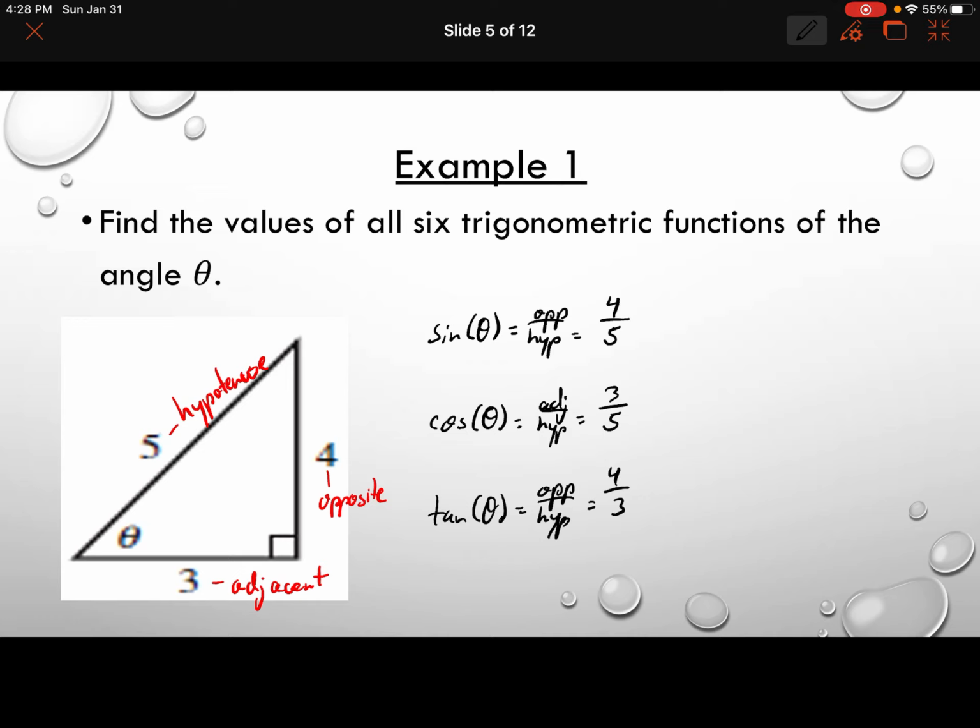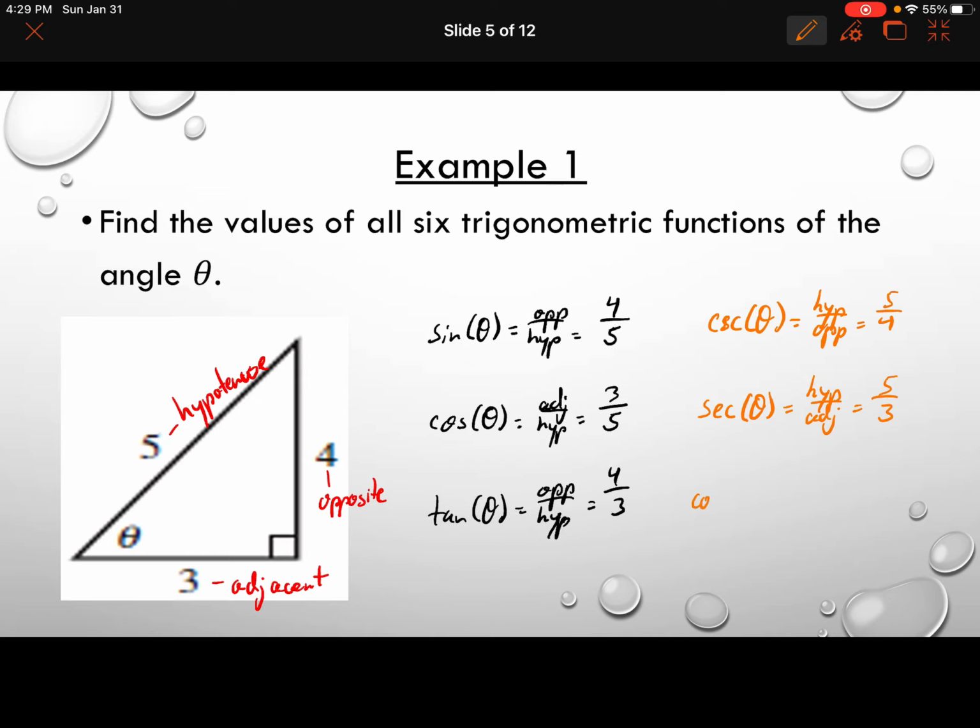So now let's do the reciprocal ones. The reciprocal ones, we had cosecant. That is the reciprocal of sine, so it would be hypotenuse over opposite. So that would be equal to 5 over 4, or 5/4, because it would just be 4/5 upside down. Next one, we had secant of theta, which is the reciprocal of cosine. So hypotenuse over adjacent. So 5 over 3 instead of 3 over 5.